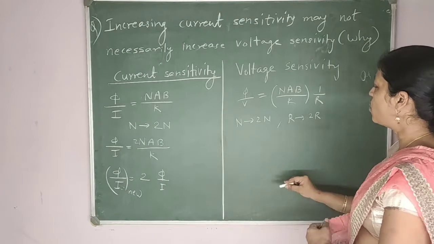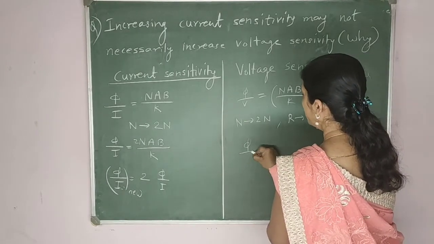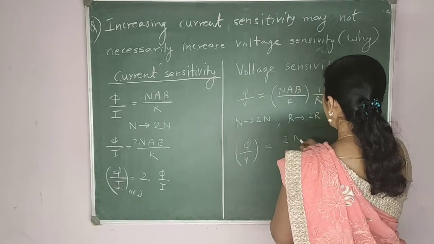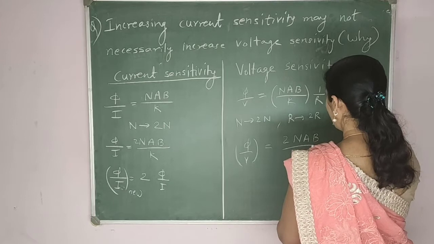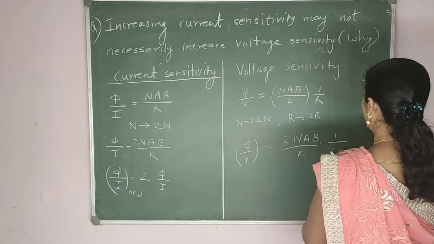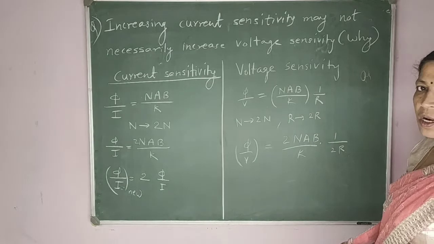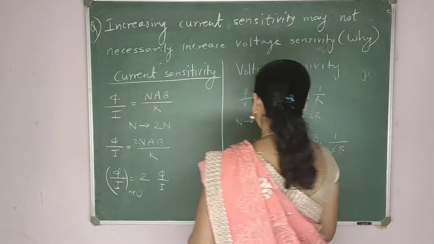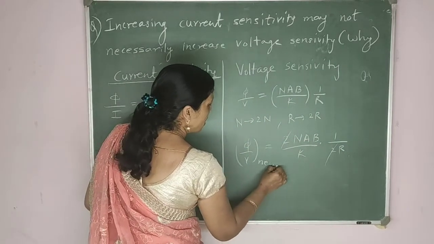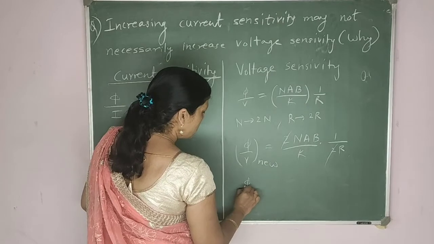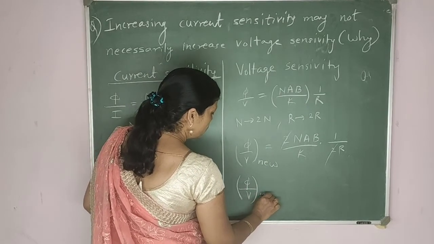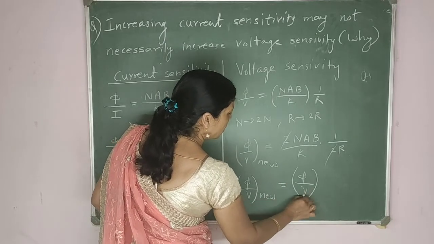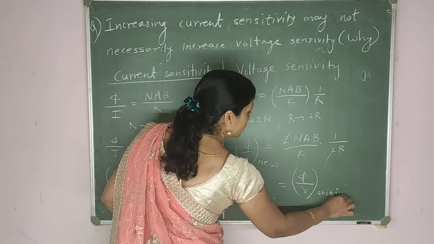So, what is the change in voltage sensitivity? The phi upon V will become 2NAB upon K into 1 upon 2R. These two will cancel out. So the new voltage sensitivity after increasing the number of turns, phi upon V new, is the same as the original voltage sensitivity.